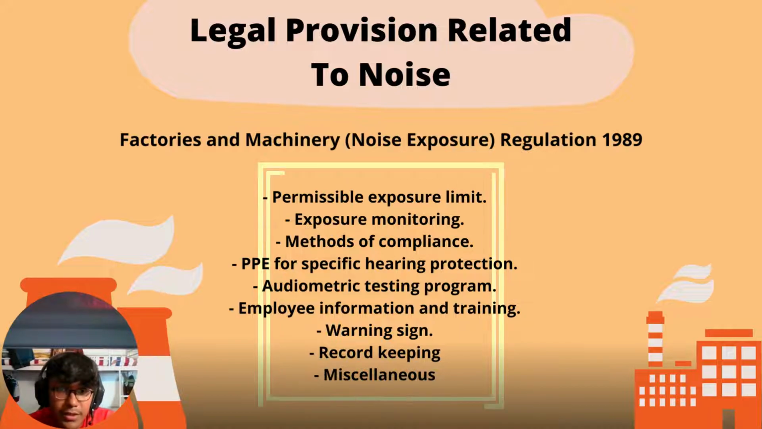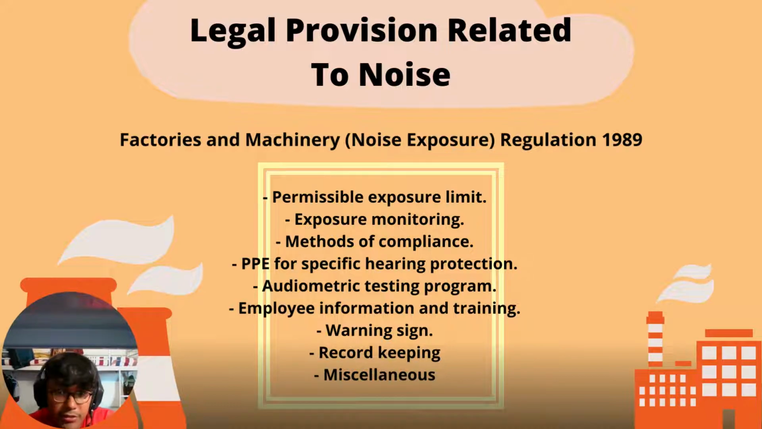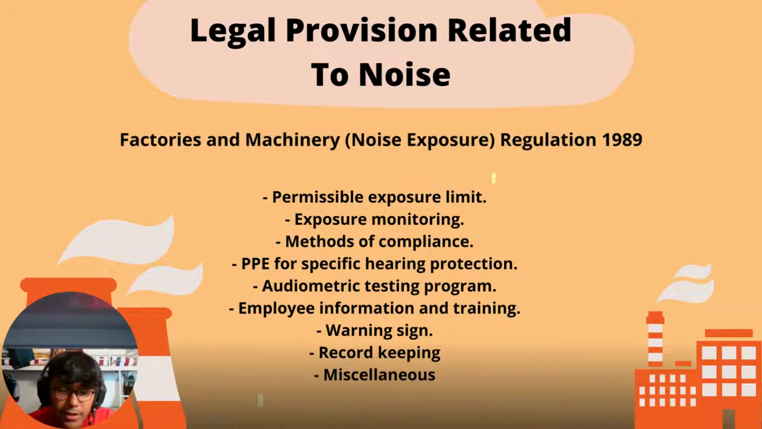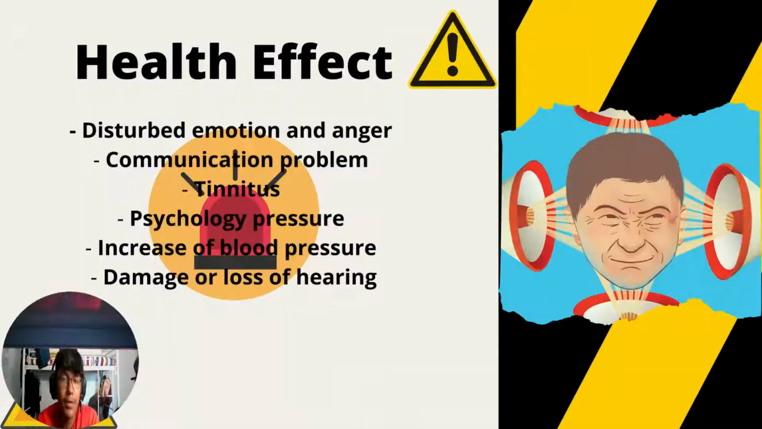Next, this is the legal provision related to noise, which is the Factory and Machinery (Noise Exposure) Regulations 1989. As we can see, they cover the permissible exposure limit, exposure monitoring, method of compliance, employee information and training, and warning signs. Next are the occupations at risk, which are mining, quarrying, construction, manufacturing, and textile.